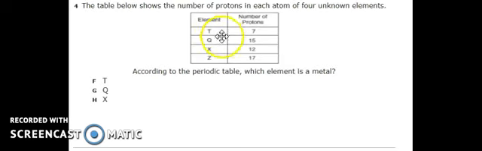Number 4, the table below shows the number of protons in each atom of 4 unknown elements. According to the periodic table, which element is a metal?